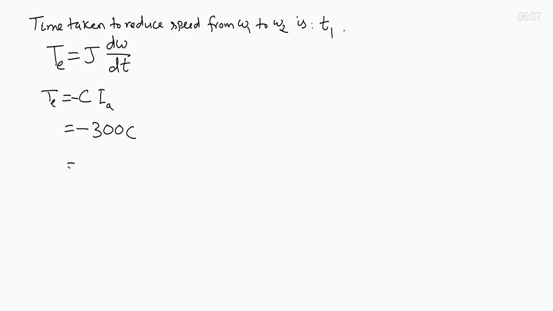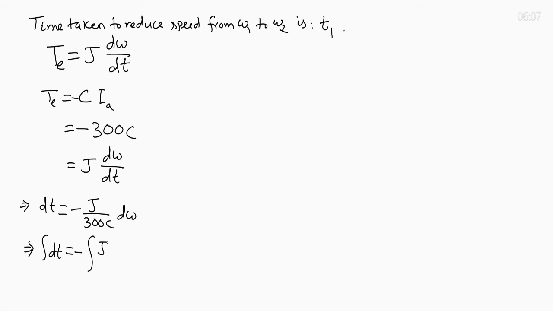Now equate it with J dω/dt. Hence dt is minus J divided by 300 C into dω. So this implies the integral of dt equals minus the integral of J by 300 C dω, where the initial speed is omega 1 and the final speed is omega 2. During this interval, the current is constant at minus 300 ampere.